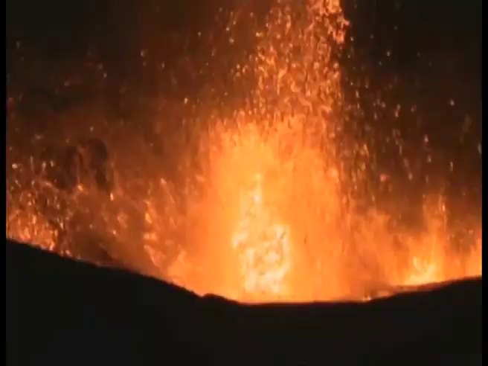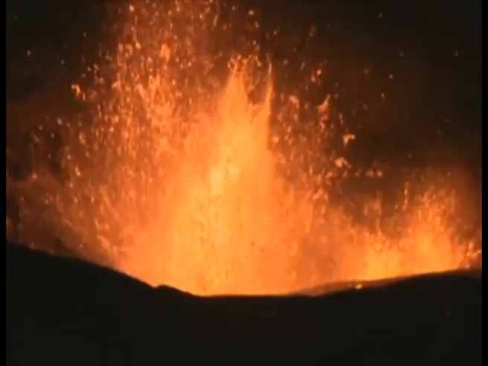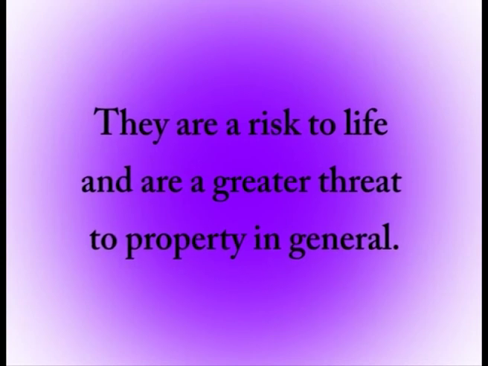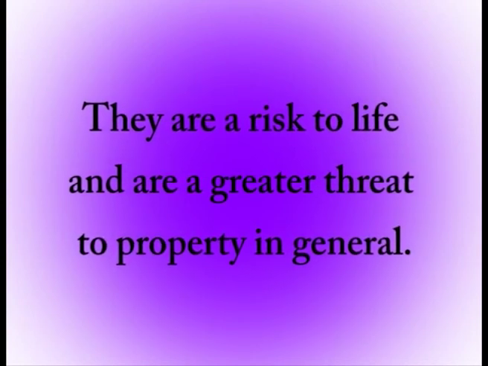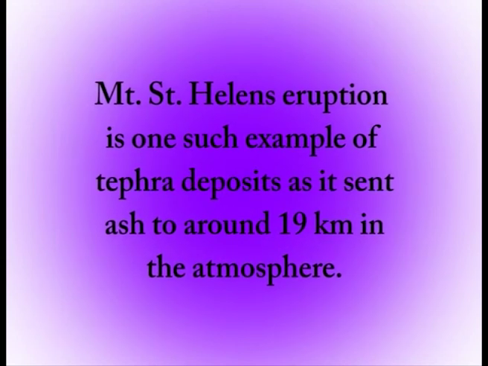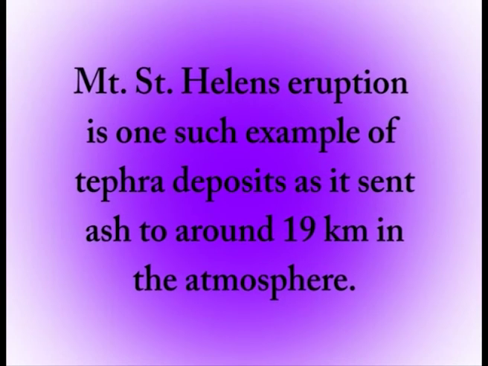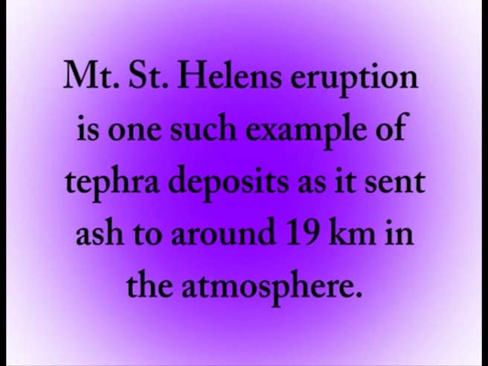Tephra consists of materials that volcanoes usually expel into the air, and they are the second class of emissions of volcanoes. Tephra deposits are fine-grained ashes and are at times shaped like pebbles too. They are a risk to life and are a greater threat to property in general. The Mount St. Helens eruption is one such example of tephra deposits, as it sent ash around 19 kilometers into the atmosphere. Most of the northwestern part of North America got engulfed in this.